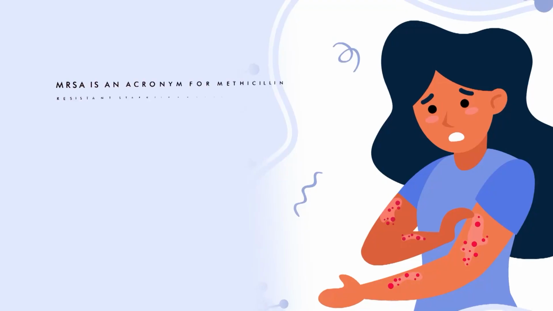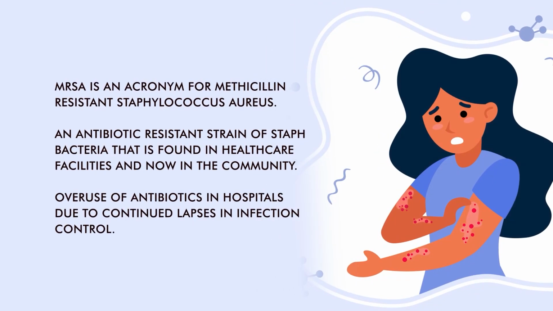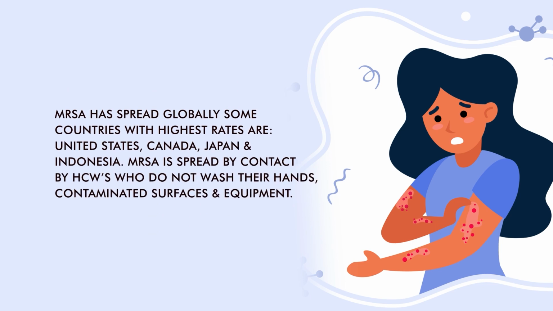Comparison of the three major contact or airborne infections. So, MRSA, which is an acronym for methicillin resistant Staphylococcus aureus, is an antibiotic resistant strain of the staphylococcal bacteria which is found in most of the healthcare facilities and now it is spreading in the community. So basically it is due to overuse of antibiotics in the hospitals and continued lapses in infection control. This has spread globally, and the countries which have the highest rates include the United States, Canada, Japan and also Indonesia.